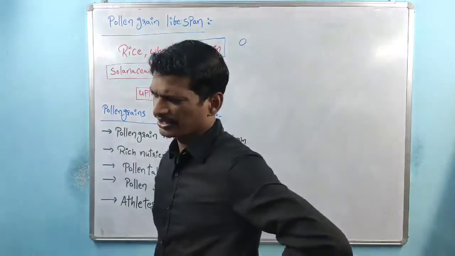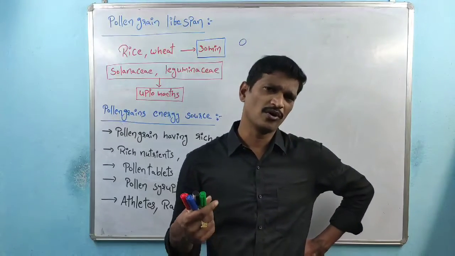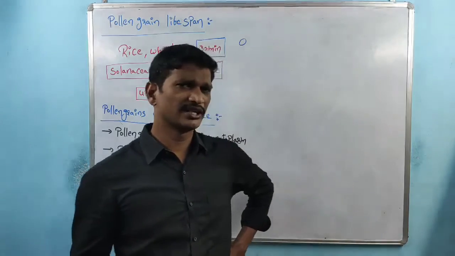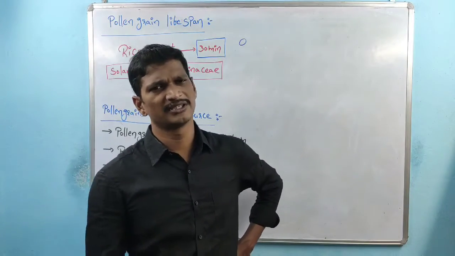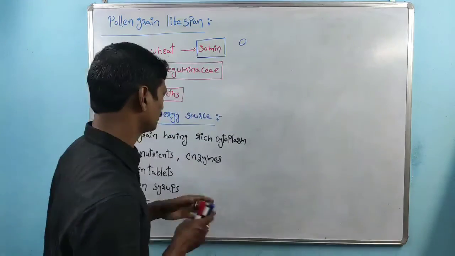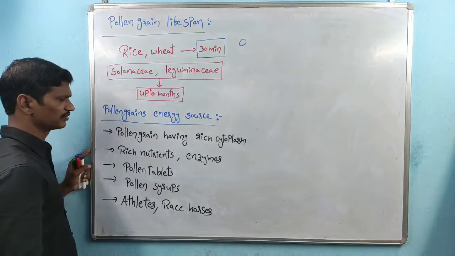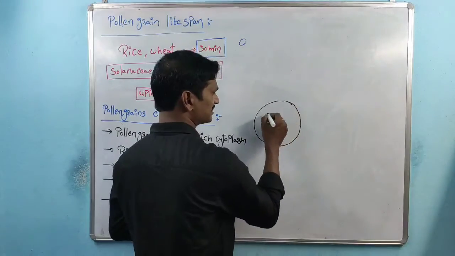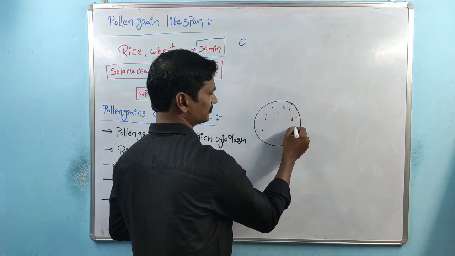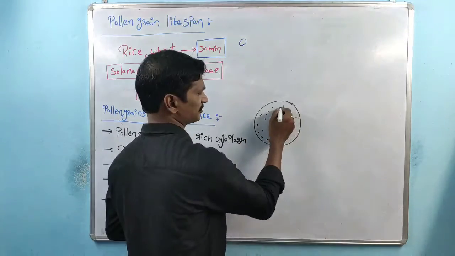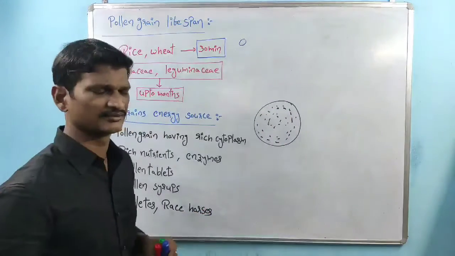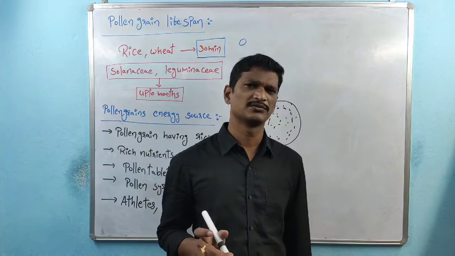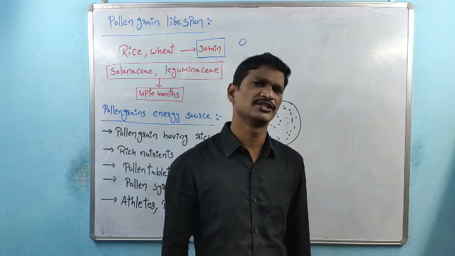If a person eats chicken and mutton, that can also lead to disorders. A vegetarian diet is comparatively much better than a non-vegetarian one. Here our concept is pollen grains as an energy source. Pollen grains have a rich percentage of cytoplasm. We already discussed this pollen grain: inside it there is a rich percentage of cytoplasm, and within that there is a nucleus, but forget about the nucleus here. Our target is the cytoplasm. The cytoplasm contains food material, minerals, and enzymes.